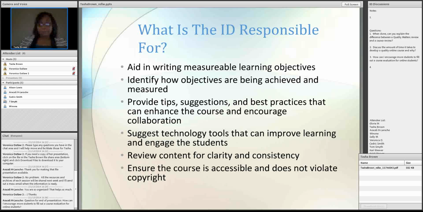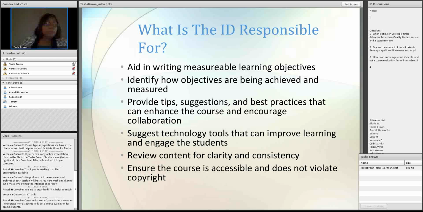Suggest technology tools that can improve learning. Again, to go back to what I discussed earlier, identifying the appropriate tool. And sometimes your instructional designer may not know. He or she may have to do research, and that is okay. That's the reason we have in our field people that we can go to, or we can look at different forums or different groups we're part of to say, hey, this is what I'm trying to do. Have you had something similar?